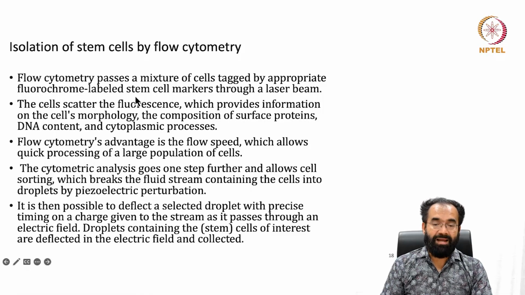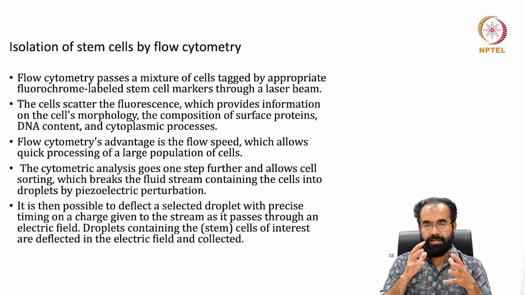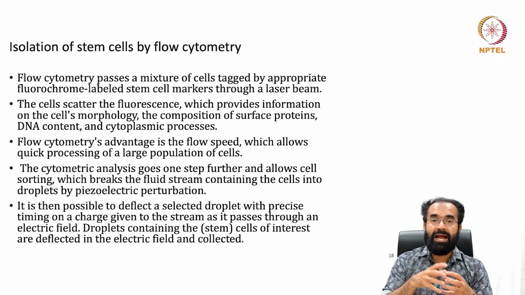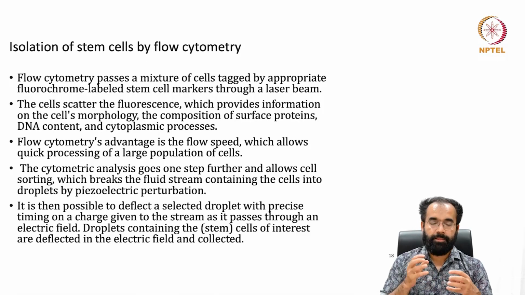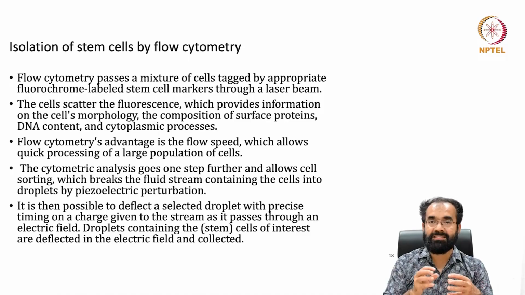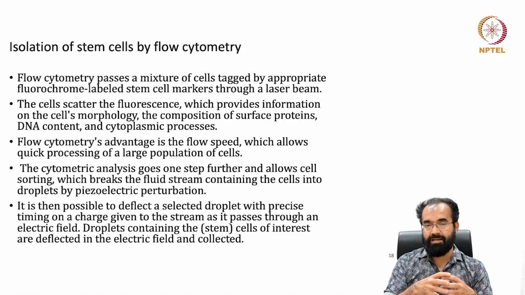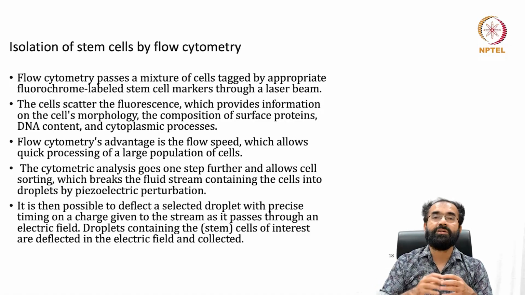Flow cytometry passes a mixture of cells tagged by appropriate fluorochrome-labeled stem cell markers through a laser beam. So the stem cell has a marker, and now you are putting in an antibody against that marker, and that antibody has a fluorophore. The antibody will not bind to every cell, it will bind only to the cell which has this marker expressed. And this marker-bearing cell is nothing but the stem cell you are hunting for. Now, you have 100 cells or maybe 1000 cells, and maybe 10 are the stem cells you are looking for, and the rest of the antibody goes unbound.